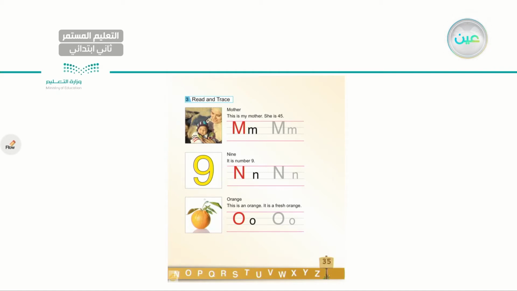Very good. Next letter is letter O. I have capital O and small o. Orange. This is an orange. It is a fresh orange. Very good, my dear student.